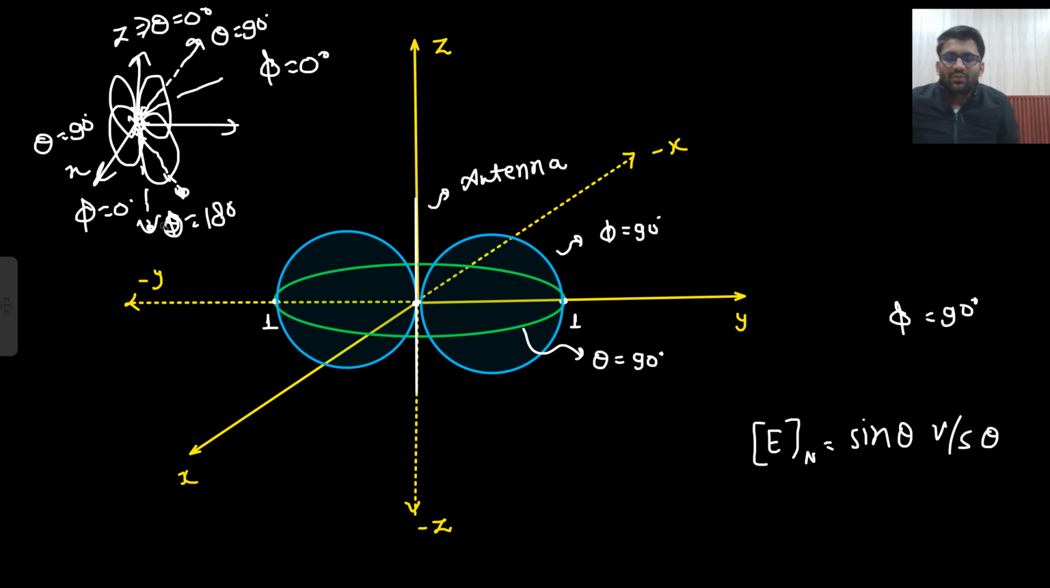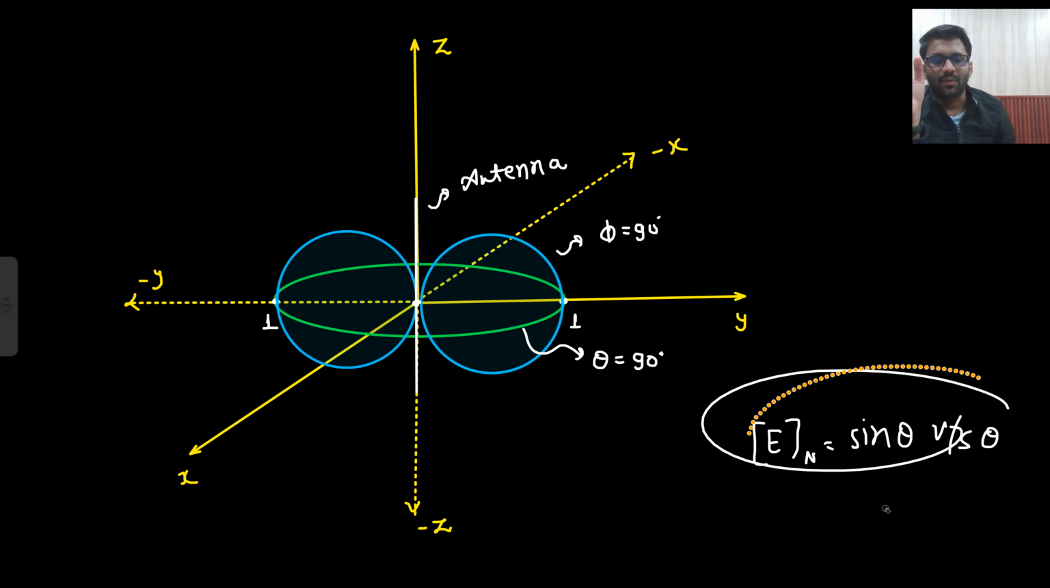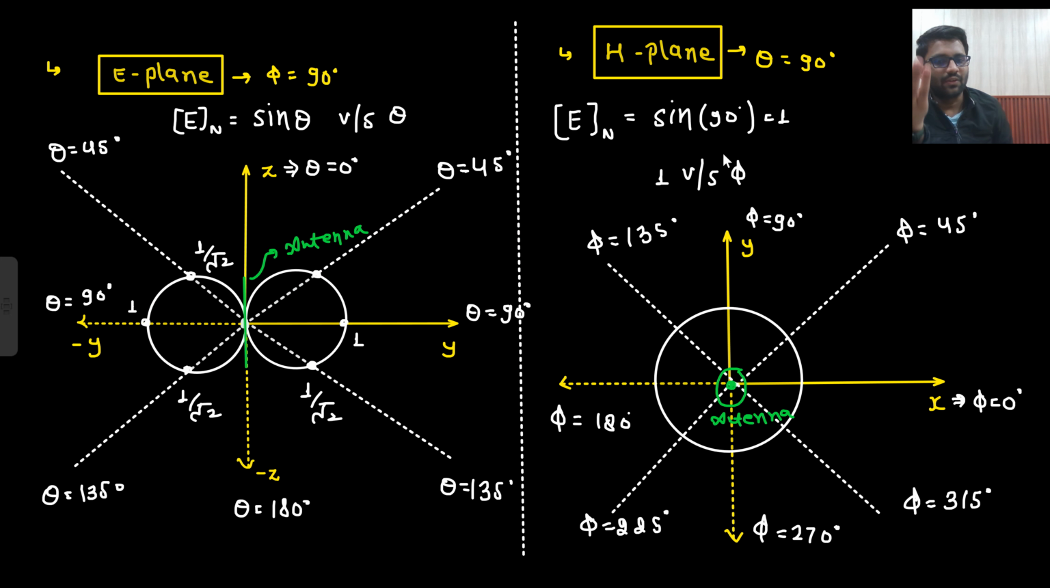No one will ask you, but they can ask you to draw the radiation pattern for a specific plane only. They will ask you to draw the radiation pattern on E plane or in H plane, and 99% chances are there that they will ask you the radiation pattern of E plane only. No one will ask you for H plane, because in H plane we put the value of theta equals 90 degree. That means this is 1 only, so this is a constant value. So it will be a perfect circle. But usually they ask about this.